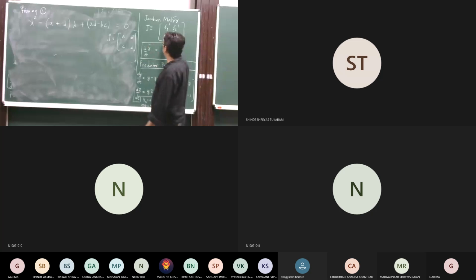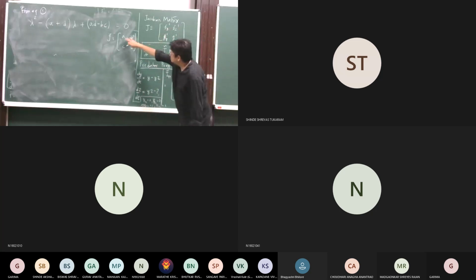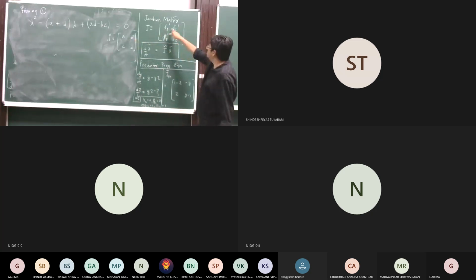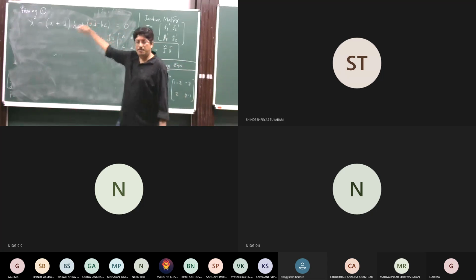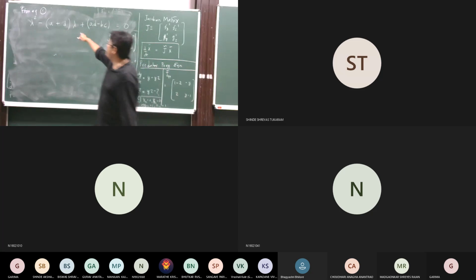Okay. So this is the Jacobian matrix. So this ABCD would correspond to, of course, F prime Y, F prime Z, etc. So this is the corresponding eigenvalue equation. Like I said, we arrive at this condition.